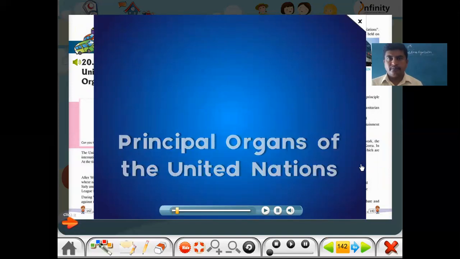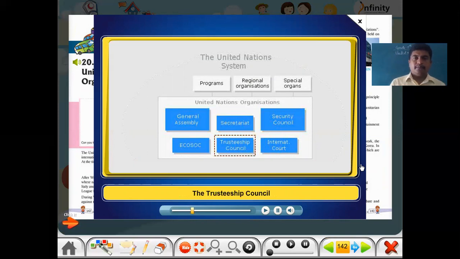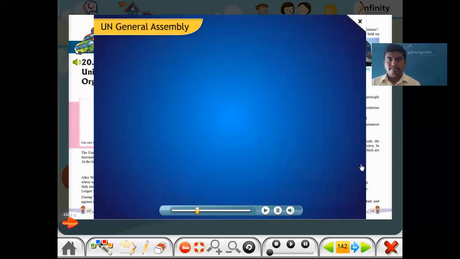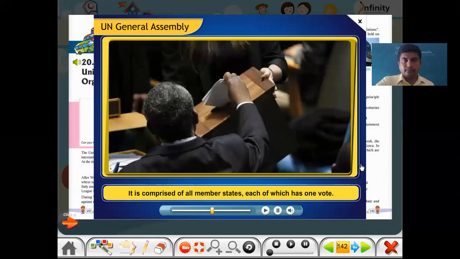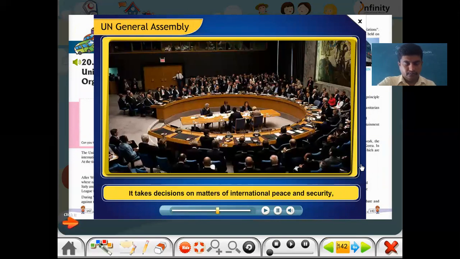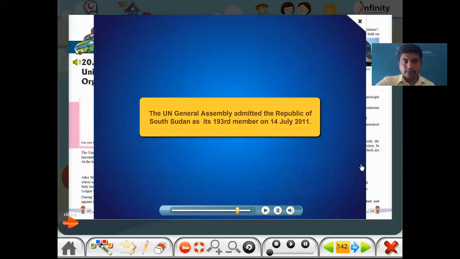Principal organs of the United Nations. The United Nations has set up 6 principal organs, which are the UN General Assembly, the Security Council, the Secretariat, the Economic and Social Council, the Trusteeship Council, the International Court of Justice. UN General Assembly. The General Assembly is the main organ of the United Nations, where debate and discussions take place on various matters. It is comprised of all member states, each of which has one vote. It takes decisions on matters of international peace and security, admission to new member states, and UN budget. General Assembly resolutions are only recommendations. Most resolutions are adopted during the month of September to December every year. The UN General Assembly admitted the Republic of South Sudan as its 193rd member on 14th July 2011.